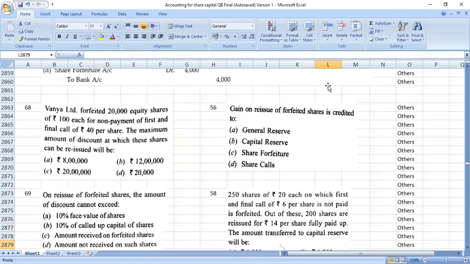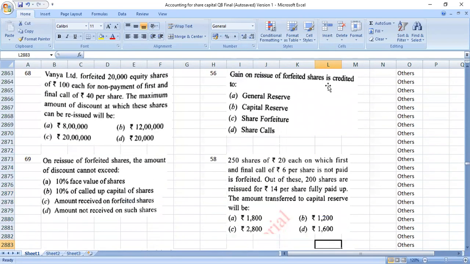Basic question. A limited company forfeited 20,000 equity shares of 100 each for non-payment of first and final call of 40 per share. The maximum amount of discount which can be given? எவ்வளோ maximum discount கொடுக்கலாம்? The maximum amount in the share for gain on forfeiture எவ்வளோ அவ்வளோ கொடுக்கலாம். So gain on forfeiture எவ்வளோ? 100 rupees shares-ல 40 rupees pay பண்ணல. அப்போ 60 rupees pay பண்ணியிருக்காங்க. So 60 rupees is the gain on forfeiture per share. 20,000 shares. அப்படின்னா 12 followed by 5 zeros. 12 lakh.